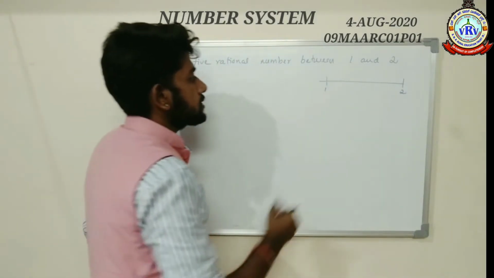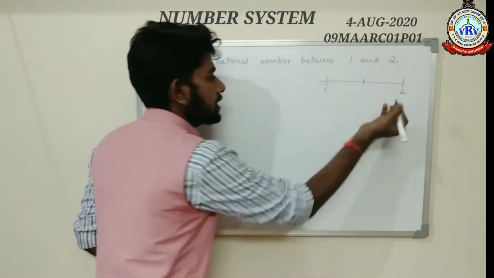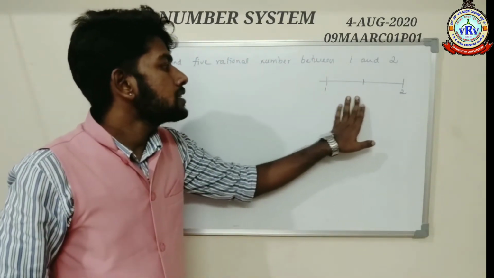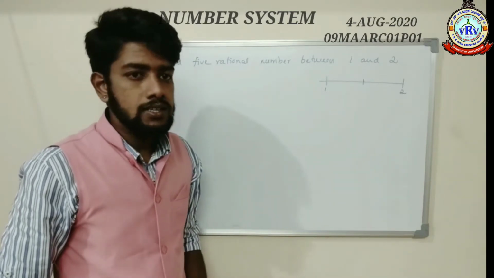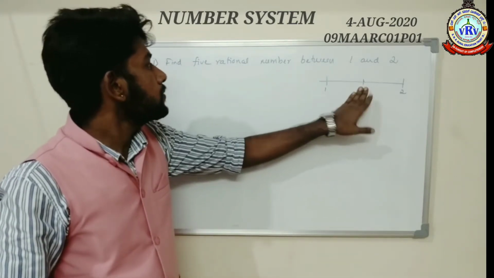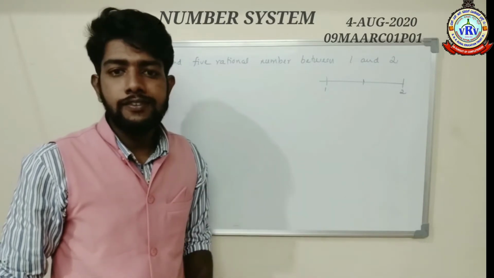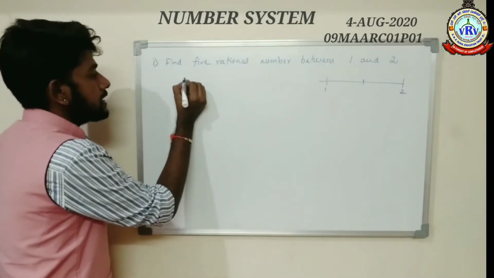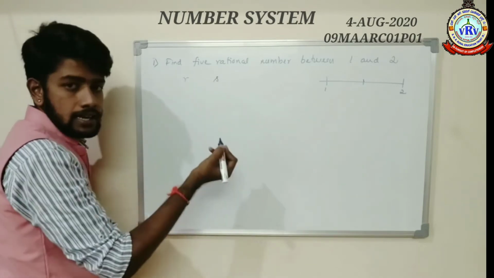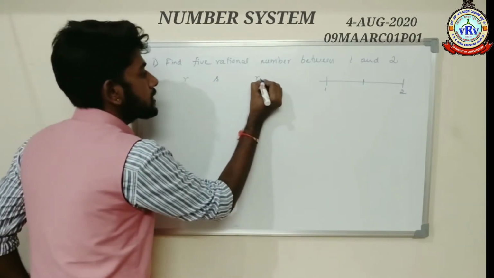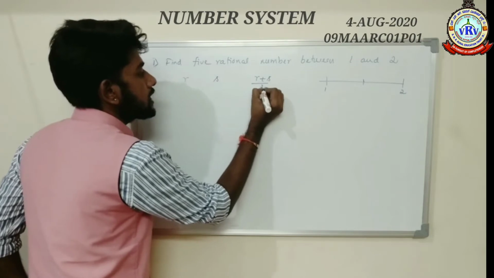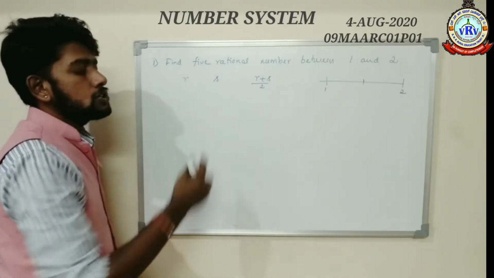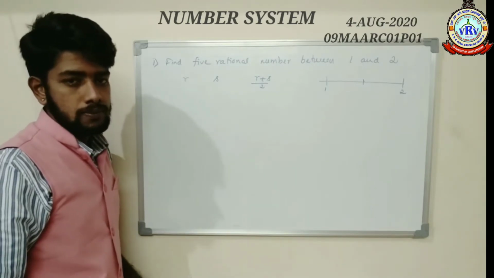If I get the middlemost number between 1 and 2, which is also a rational number and which lies between 1 and 2, right? So that number becomes one of the rational numbers between 1 and 2. How to get the middlemost number? If there exist two numbers r and s, then the middlemost number is (r plus s) divided by 2. Adding these two numbers and dividing by 2, you will get the middlemost number.